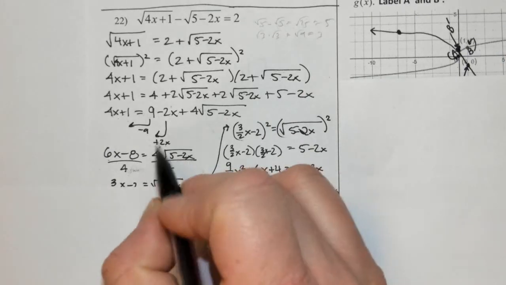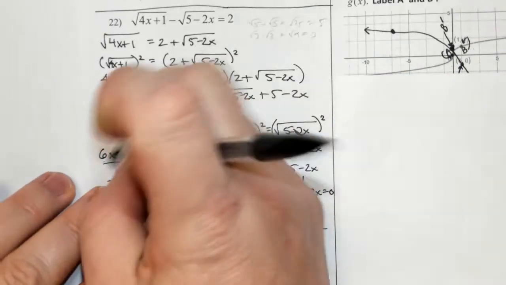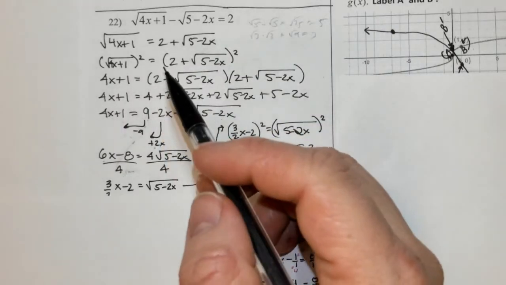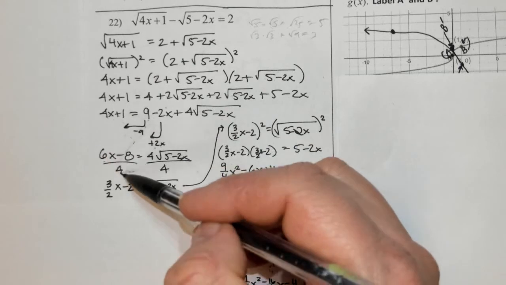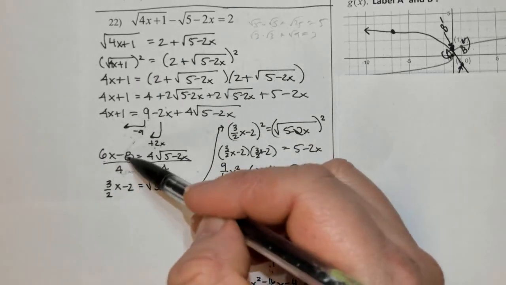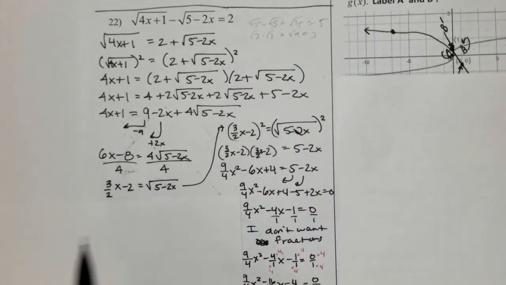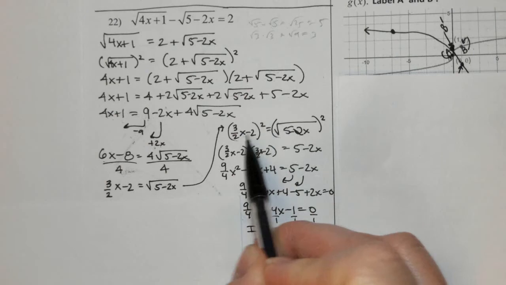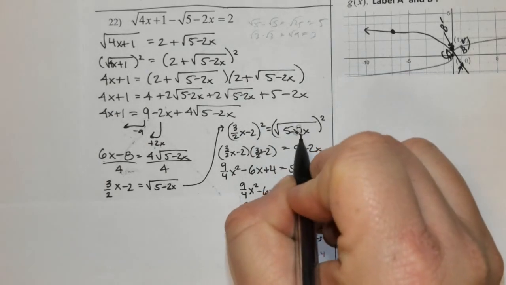I need to get rid of the square root. So on the outside, opposite of multiplying is dividing. I'm going to divide both the left and the right by 4. And this is where it gets a little more complicated. 6 divided by 4 reduces to, divide by 2 and divide by 2, 3 halves x, and negative 8 divided by 4 is negative 2. I'm going to bring that up here. That's what we see up here. This is an ugly 2, just so you know.